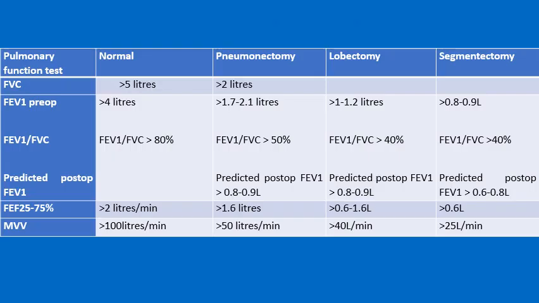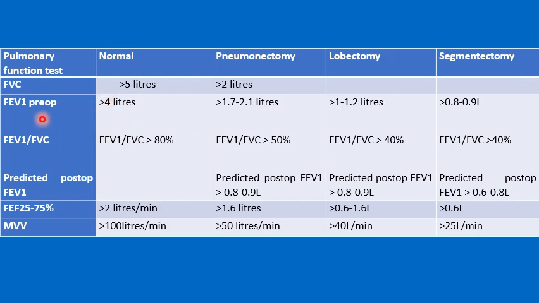So these are all the preoperative criteria which are required for the patient to undergo pneumonectomy, lobectomy and segmentectomy. All this is given in a table in the 6th edition of Miller, so you can go through it, and I will only highlight the important ones.